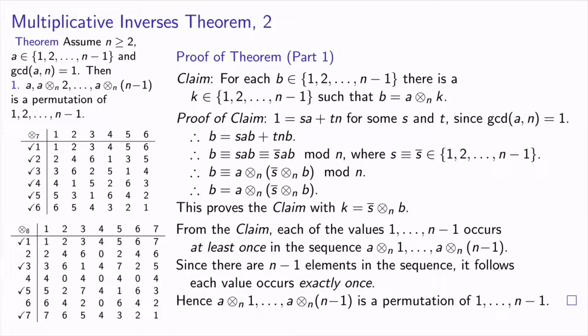So from the claim, we have that each of the numbers 1 up to n minus 1 occurs at least once in the a-th row. This here is the a-th row. So this row has n minus 1 numbers in it, but each of the numbers 1 up to n minus 1 occurs at least once. So therefore, each number from 1 up to n minus 1 must occur exactly once. So in other words, this row is a permutation of the numbers 1 up to n minus 1, precisely because each of those numbers occurs in this row exactly once. And that's the proof of the theorem.